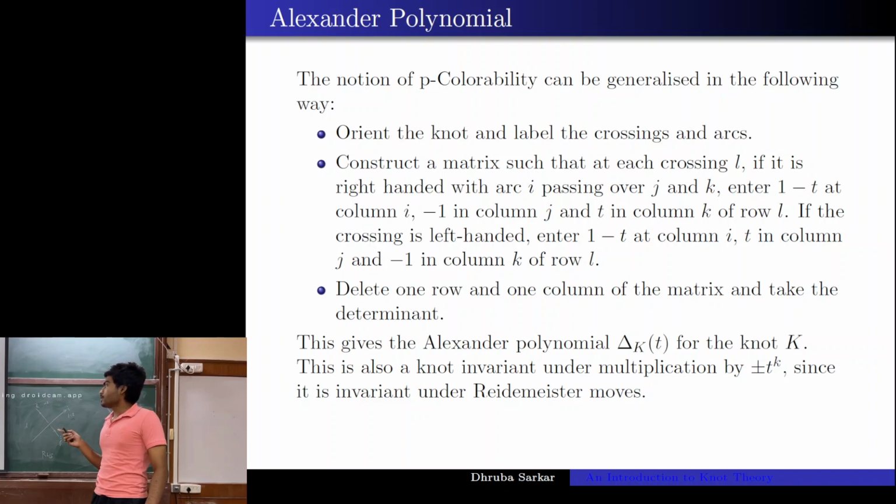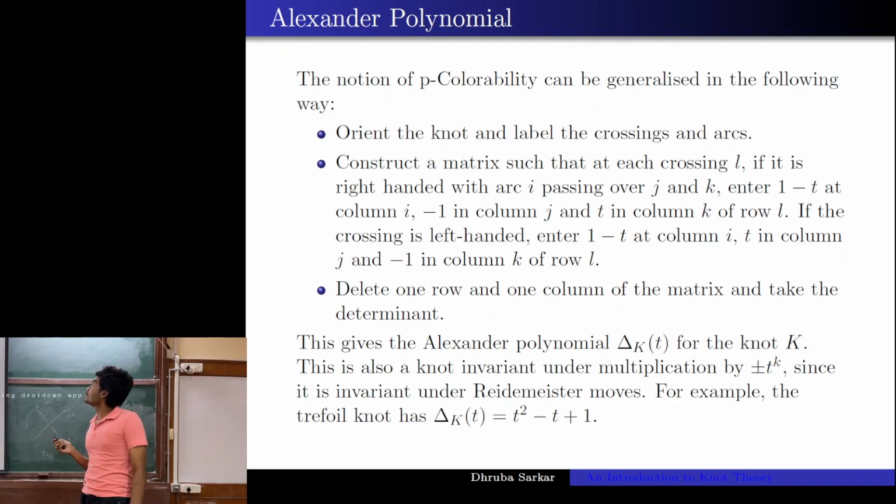This is well-defined only up to multiplication by plus or minus t to the power k for all integer k, and it is invariant under Reidemeister moves. So this is an example, the trefoil knot that we have looked at before. You can check that the Alexander polynomial is of this form, t squared minus t plus 1, up to a multiplication by t to the power k.